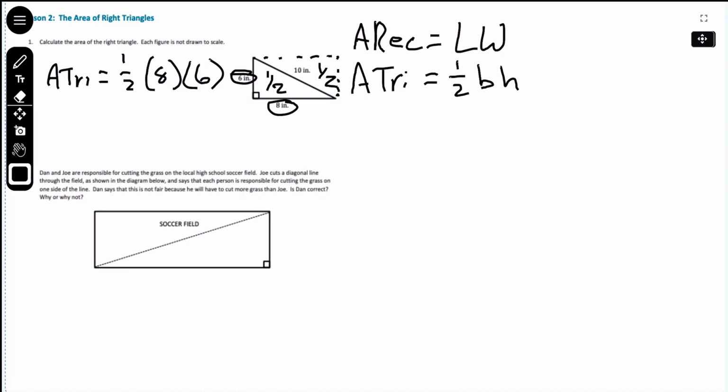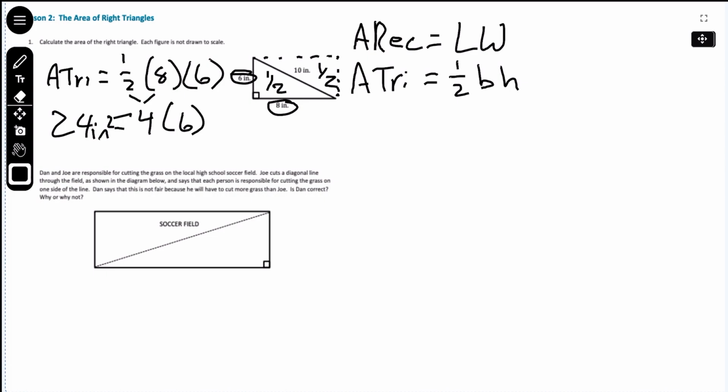So what I would do, I would say, what is half of 8? That is 4. Well, 4 times 6 is 24 inches squared. Remember, if it's area, we're always talking about the square. Okay?